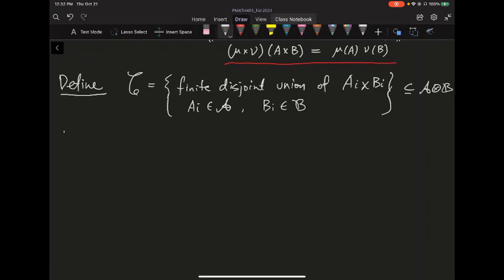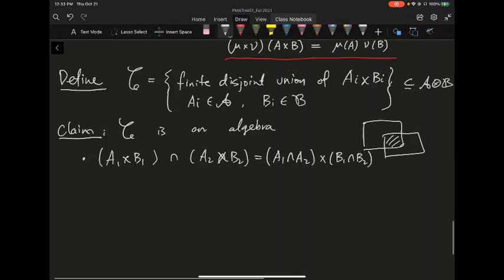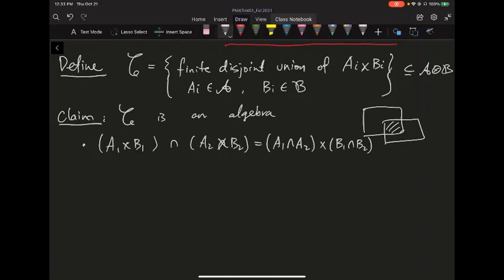So why is C an algebra? This is fairly easy, so let's make the following claim: I claim that C is an algebra. Why? First of all, if I take the intersection of just two of them, say A1 cross B1 and A2 cross B2, well, if you draw a picture with one box and another, their intersection looks like a box. You just convince yourself this is the intersection of their corresponding coordinates, and you take the product. So the intersection of two boxes is again a box. For finite disjoint unions of these boxes, when you take the intersection, you just intersect the corresponding A_i times B_i, and the result is again a box or a disjoint union of boxes.